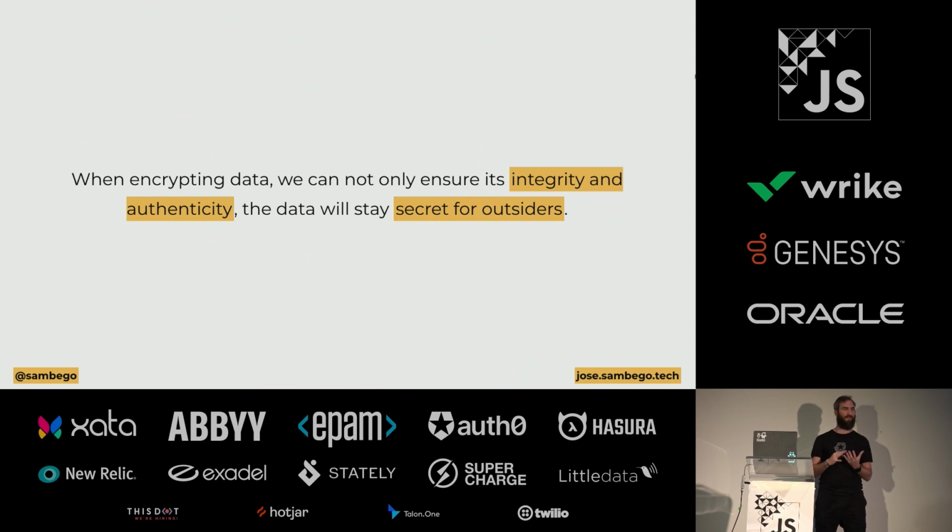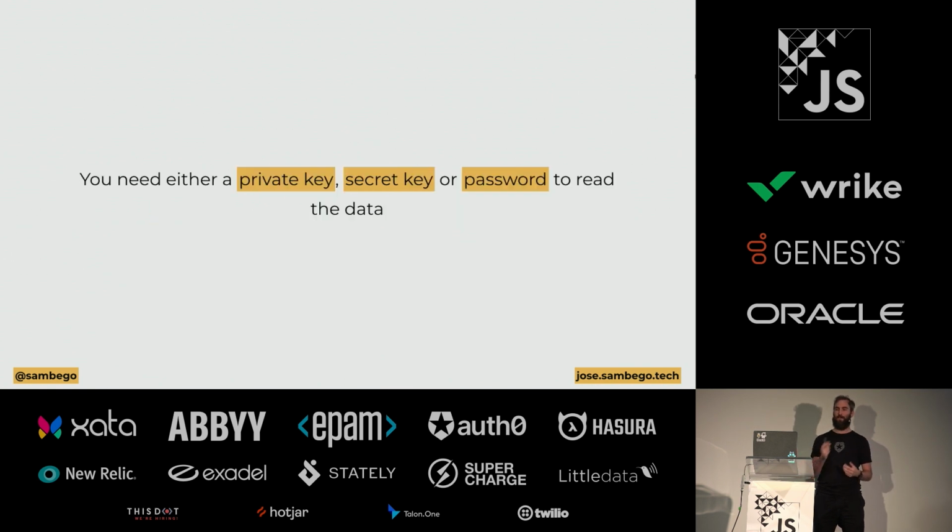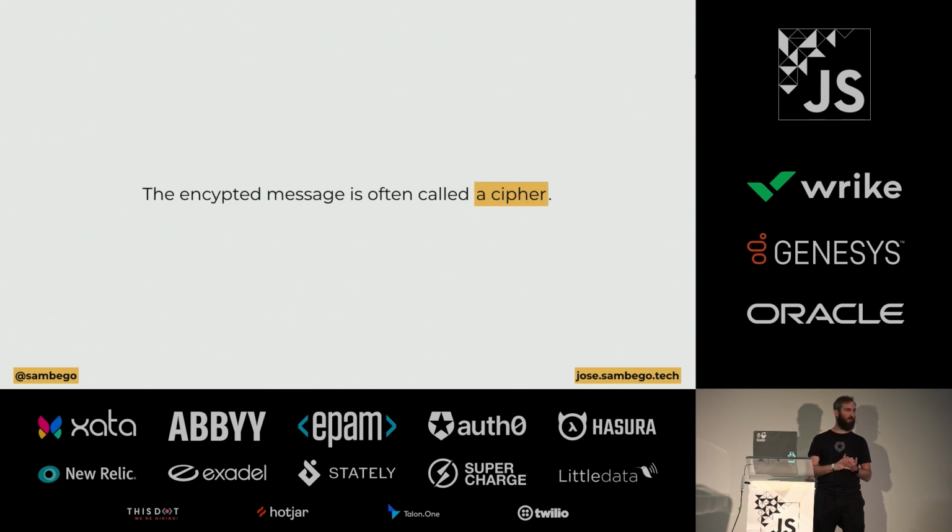With encrypted data, that encrypted data is encrypted for anybody who does not know how to decrypt that data. And you either need a private key, a secret key, or a password, depending on which kind of algorithm you're using. But you can use any of these to encrypt and decrypt data. The output of an encryption algorithm is often called a cipher. When I say cipher, I mean what comes out of an encryption algorithm or what goes into a decryption algorithm.